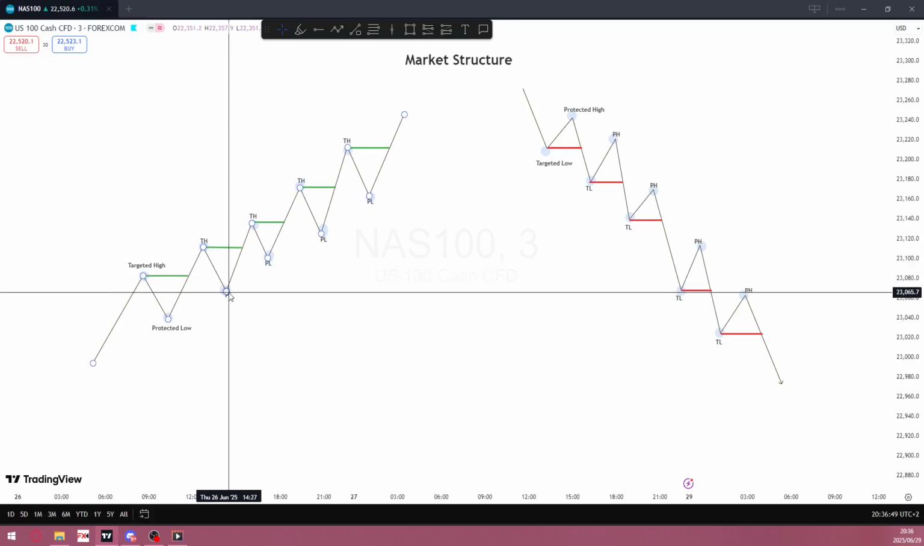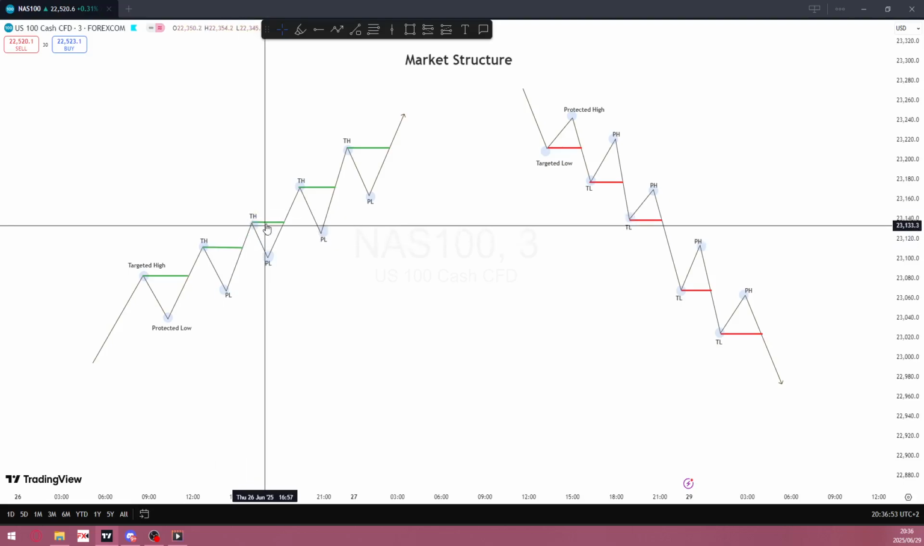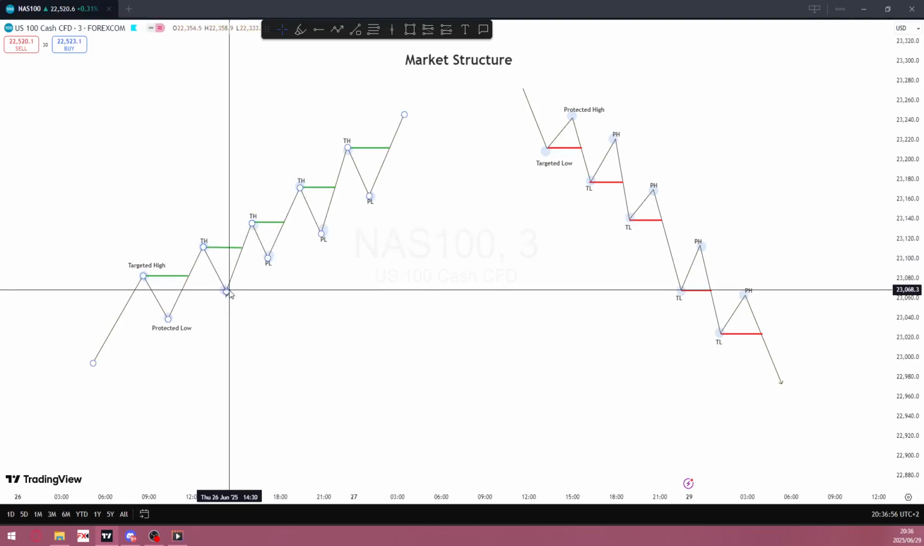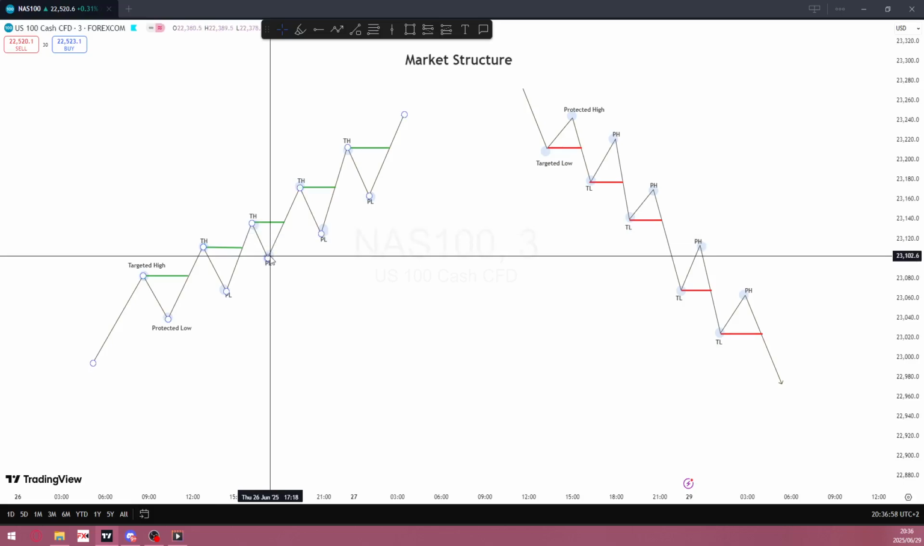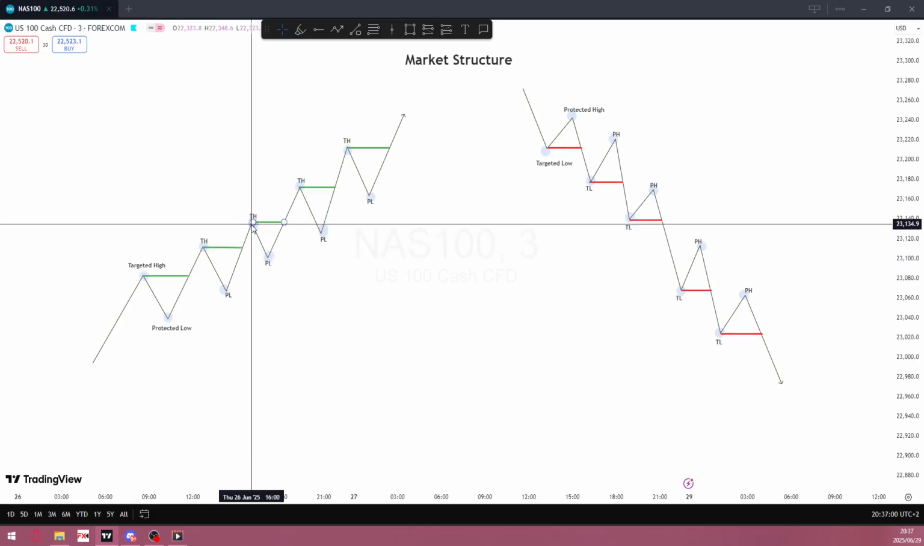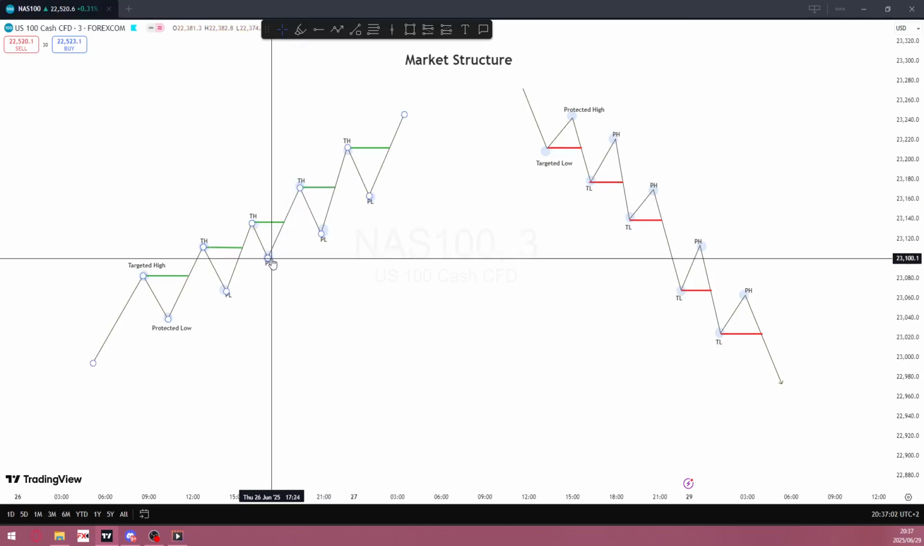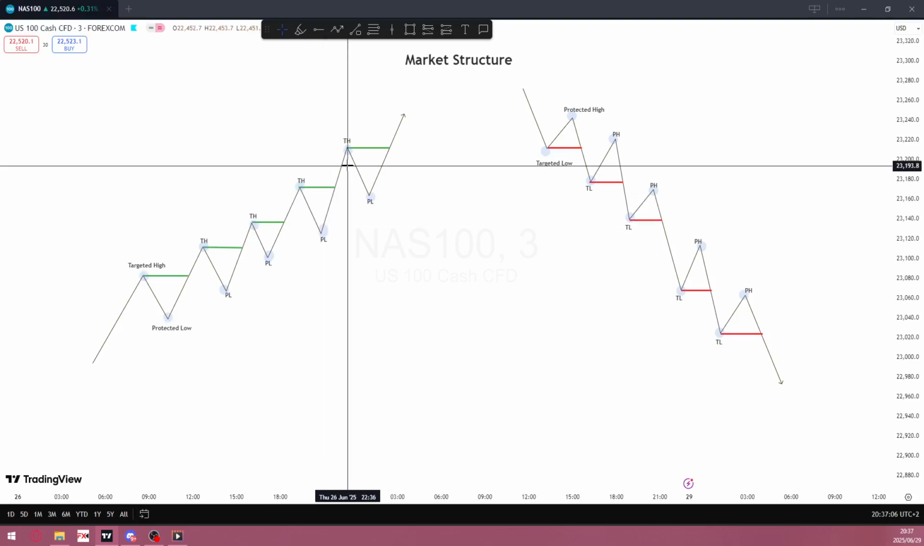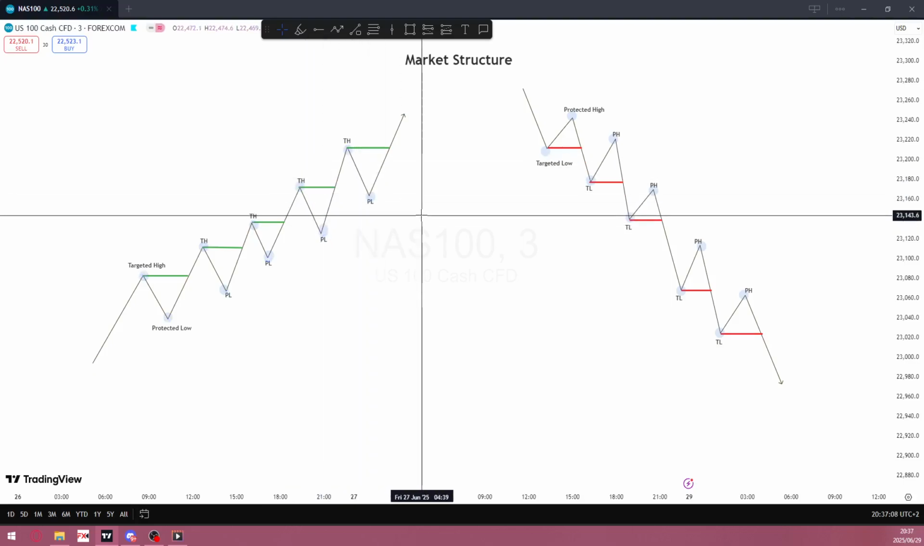We then get a low. That low then takes out this high. So now this becomes a new protected low. Then we get a low. Okay, this now becomes the targeted high. This high gets taken out. Now this becomes the protected low, so on and so forth. Okay, again, on the bearish side of things, exact same concept, just reversed.